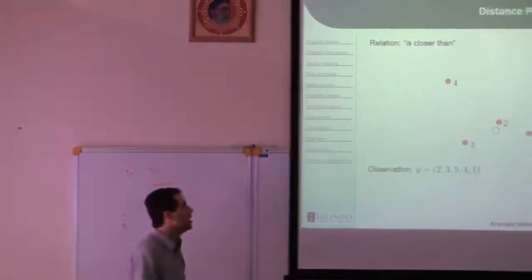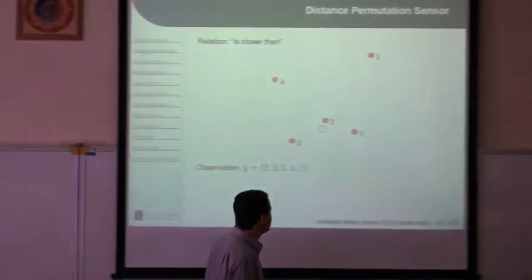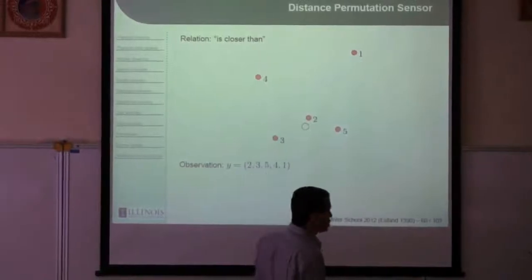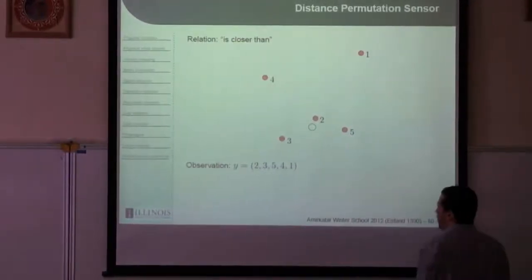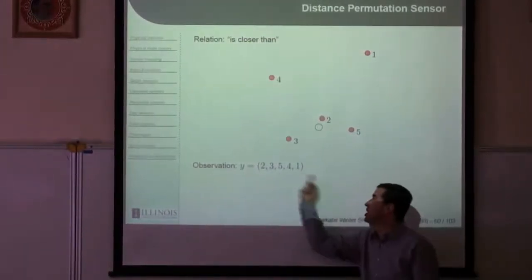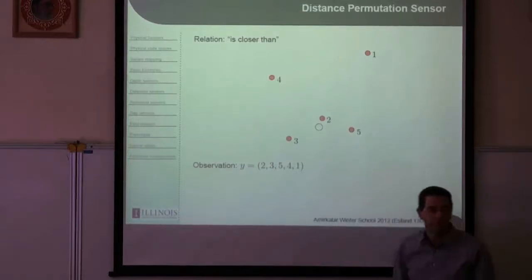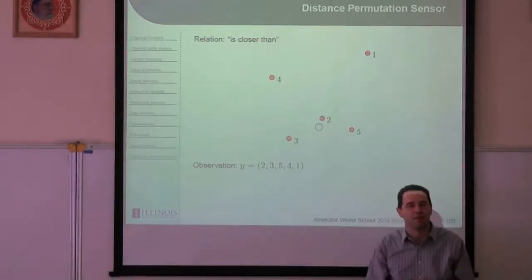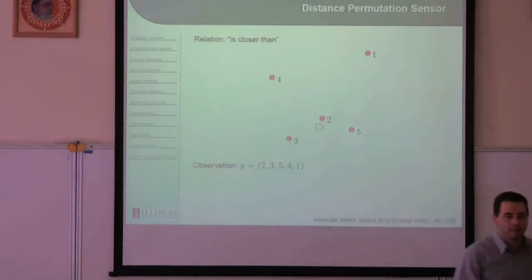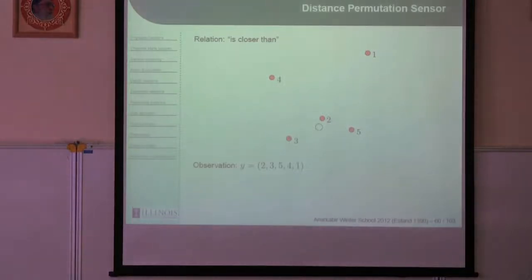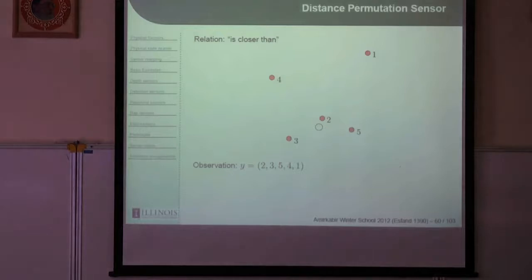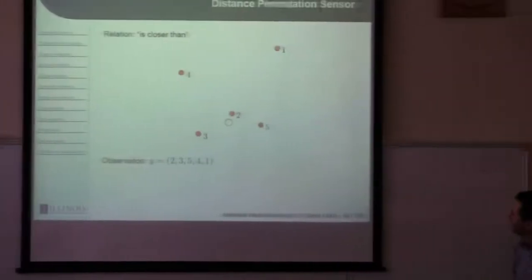Here's another one, a distance sensor. This one could use the relation "is closer than", and based on that I get an ordering like this: a permutation that says 2 is the closest, then 5, then 3, then 4, then 1. What kind of sensor might give you information like this? Can you think of anything? A laser scanner could do that, that's right. That's a very powerful sensor. I could run a laser scanner and then take a sort. That's good. Any others? Sonar's good.